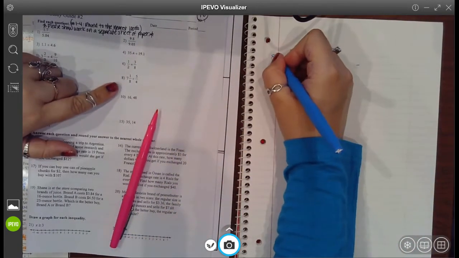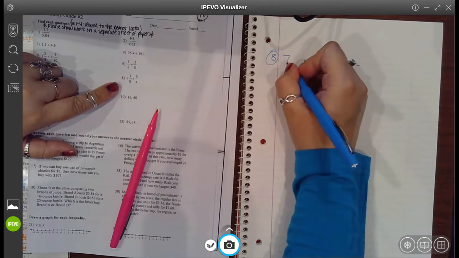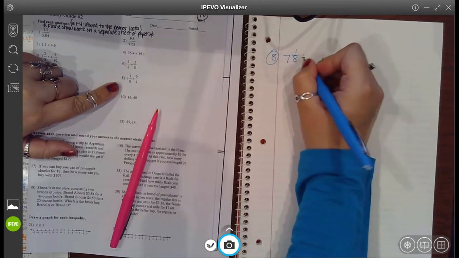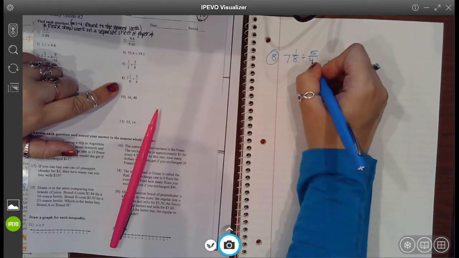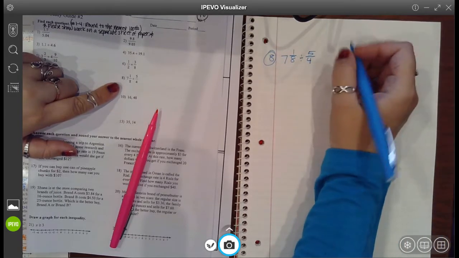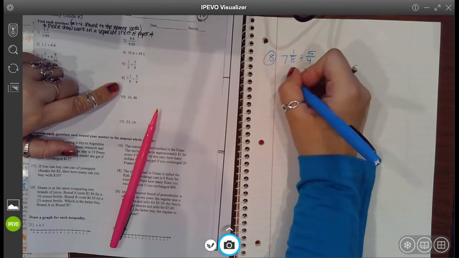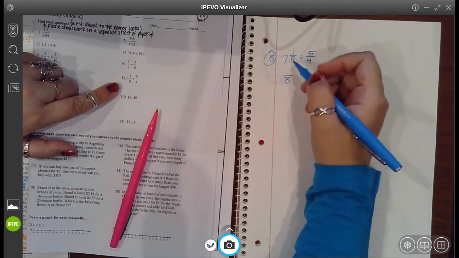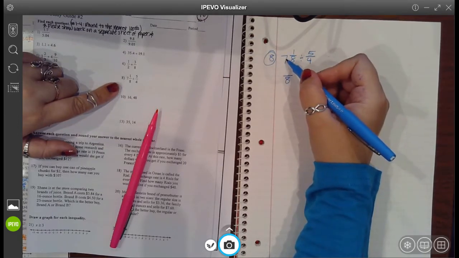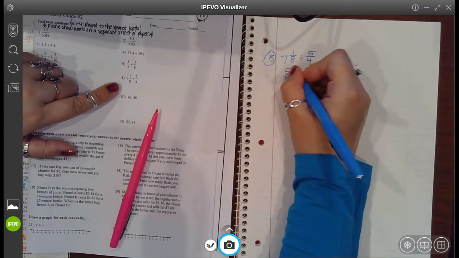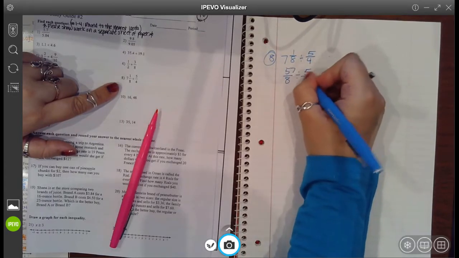Number 8, same type of problem. 7 1/8 divided by 5/4. Okay, if you haven't gotten one of them right yet, this is it. I can feel it. Change this mixed number to an improper. 8 times 7 is 56. 56 plus 1 is 57. Divided by 5 over 4.